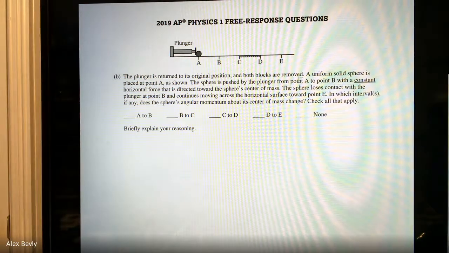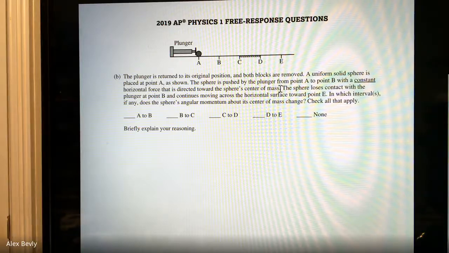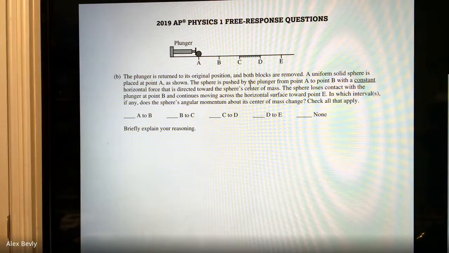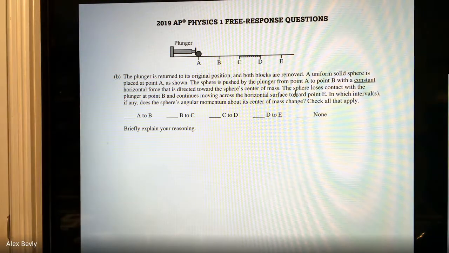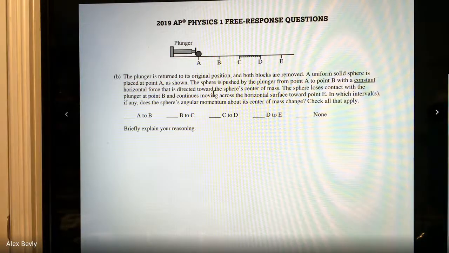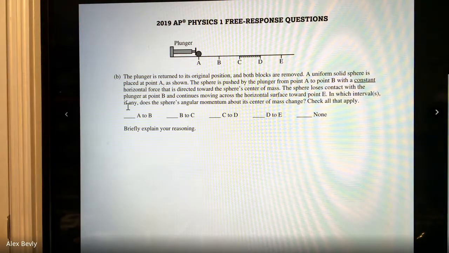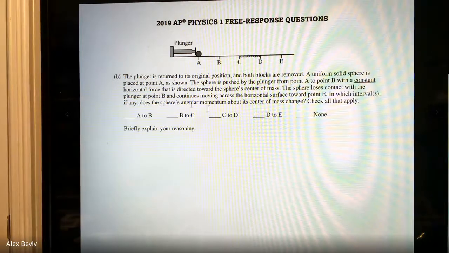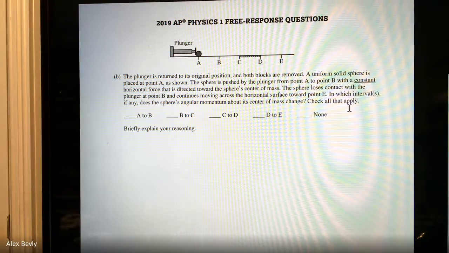The sphere is pushed by the plunger from point A to B with a constant horizontal force directed towards the sphere's center of mass. Now, this is a very important statement. Directed towards the sphere's center of mass. The sphere loses contact with the plunger at point B and continues moving across a horizontal surface towards point E. In which intervals, if any, does the sphere's angular momentum about its center of mass change? Check all that apply. So again, let's go to our reasoning first before we check these off.